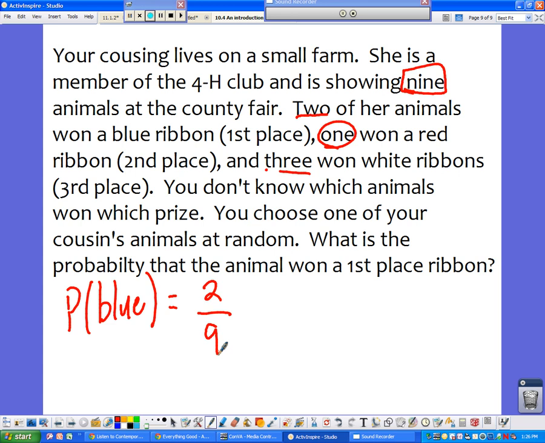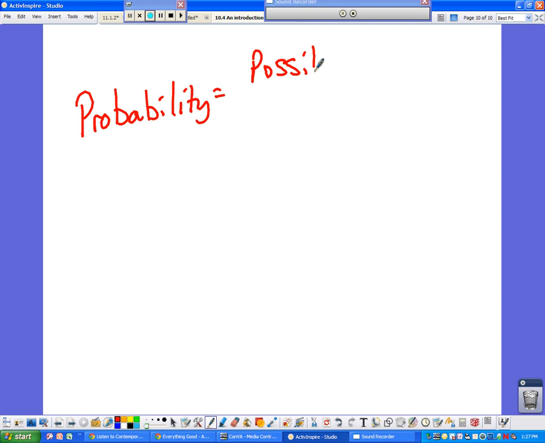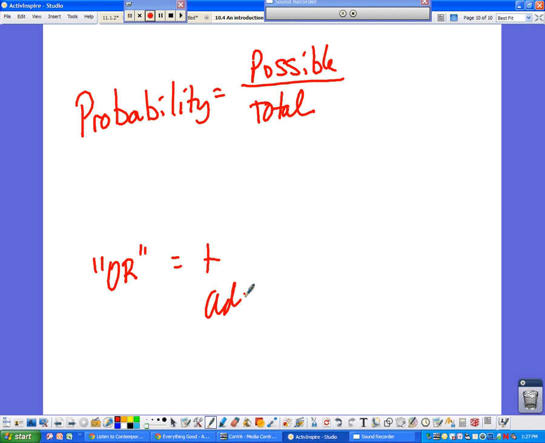Okay? So just as a quick recap, the 2 things that are really important in this lesson are, 1, probability: when you're finding probability, it is the possible outcomes over the total outcomes. And the last thing is, whenever you see the word or, you're going to have to remember to add. Okay? So those are the 2 most important things out of this lesson.